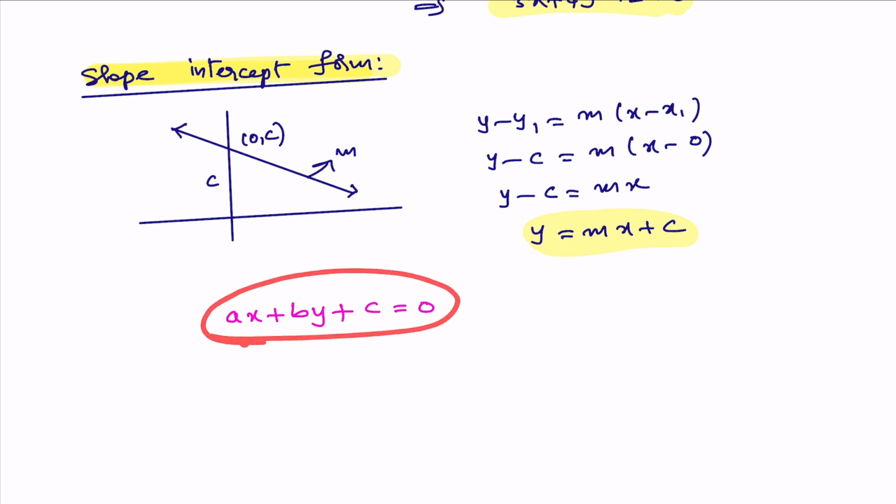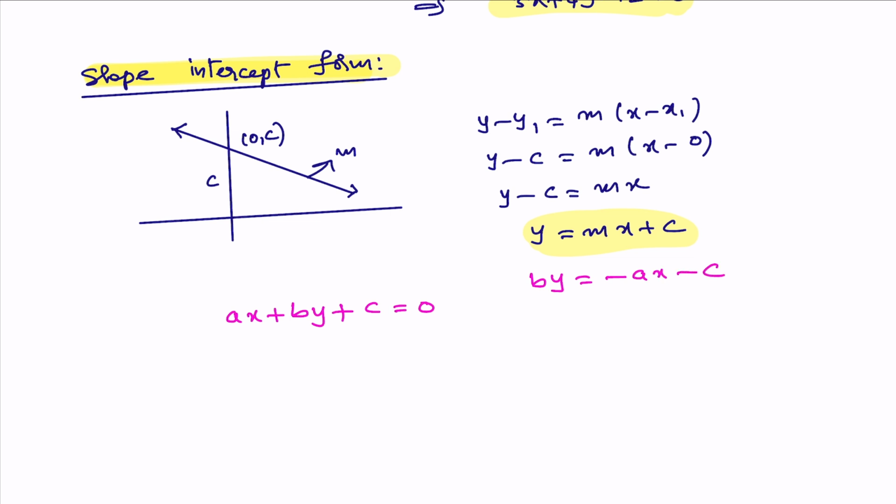What I'll do now, I'll convert this general form into this form. Then what you will get here? What is by from this? By is minus ax minus c. From this, I wrote by. Take the remaining two terms to the other side. What is y from this? y equal to minus a by b into x plus minus c by b.